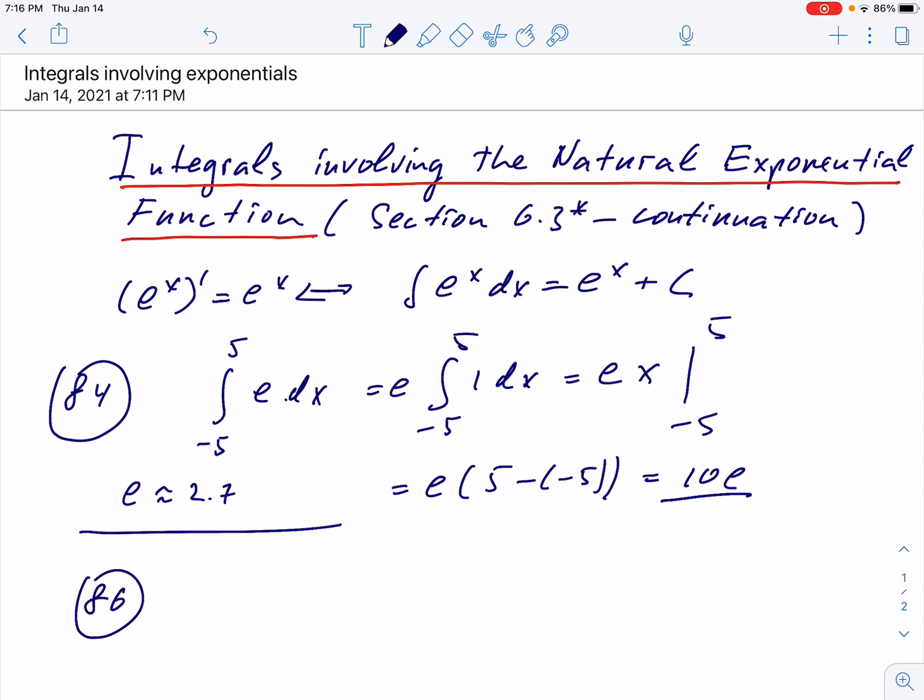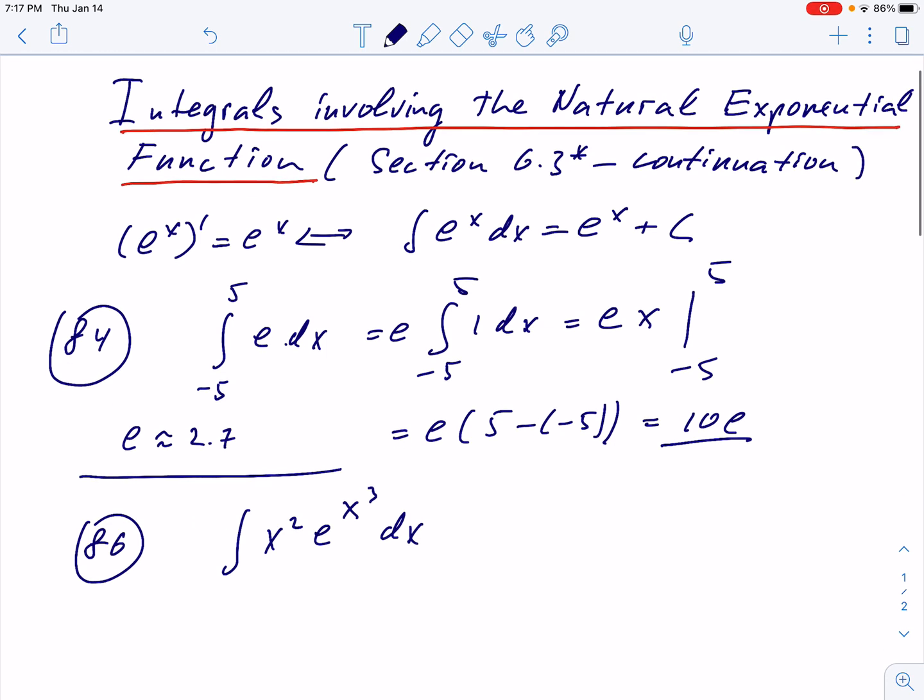Number 86. Evaluate this integral. x squared, exponential power x cubed dx. Now this is an indefinite integral. We have to find the antiderivative. Okay, we have here this product, and after short inspection we see that we have to do a substitution. We set u to be x cubed because this is the most disturbing, x cubed here.